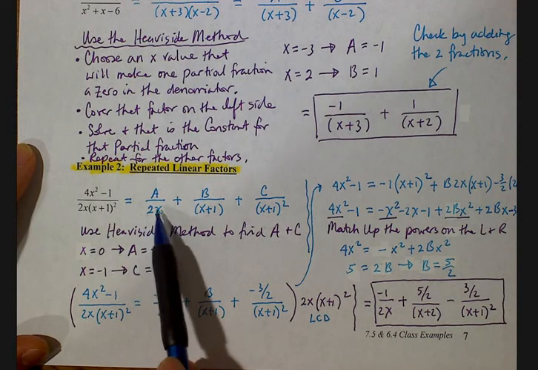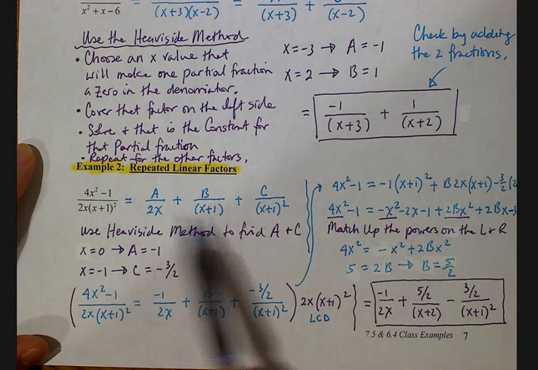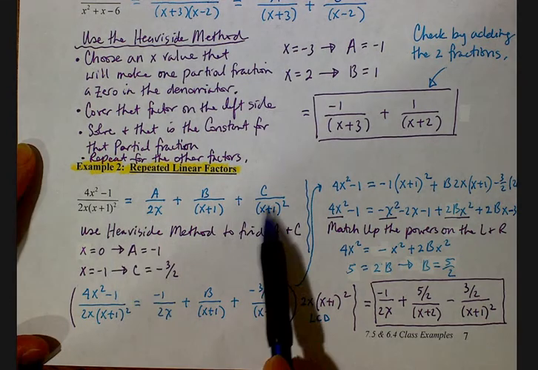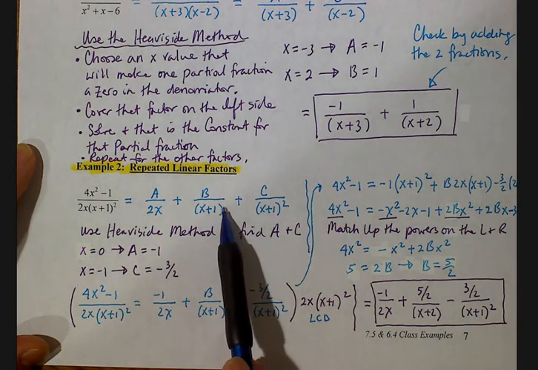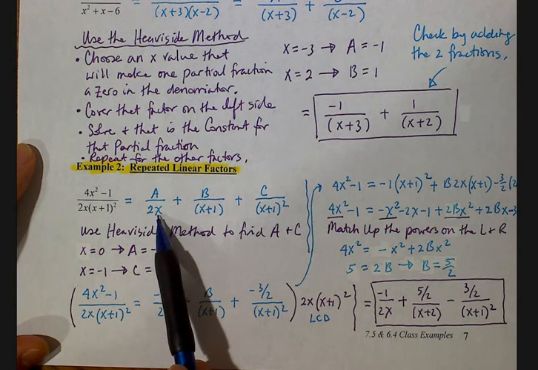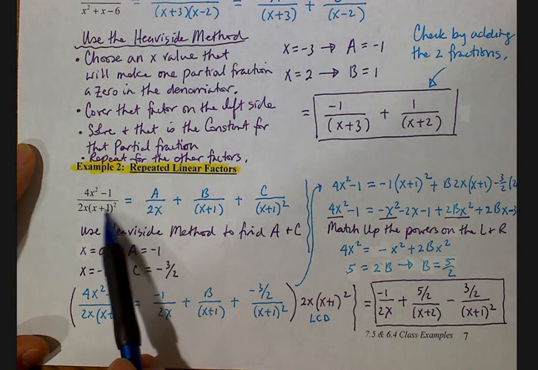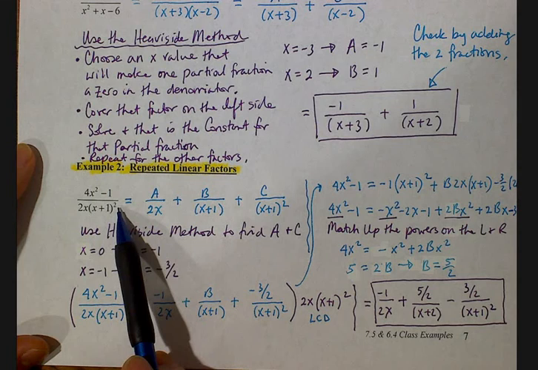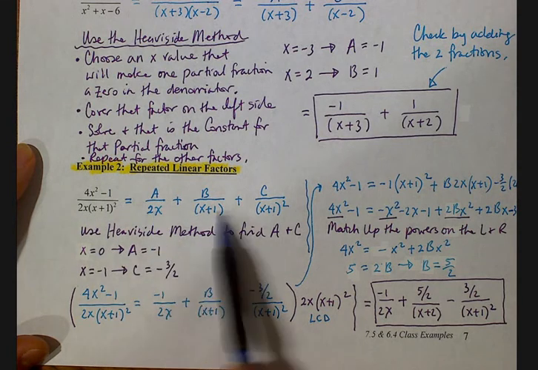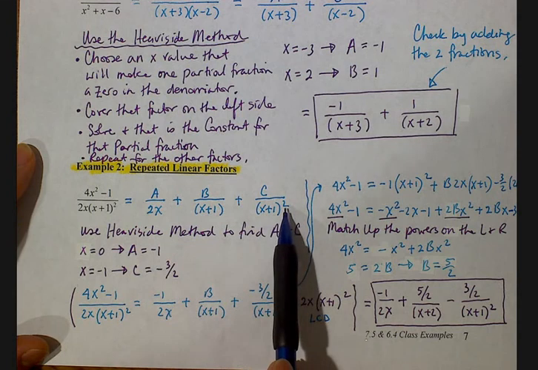So now I'm going to split it up, and I have 2x. And for this one, since this is a repeated linear, I have to account for the highest power, which is a second power, along with all the powers that are underneath it. So I have to have a first power here. And the reason is that if I were to combine these three fractions, the common denominator would be x plus 1 squared times 2x. So you have to include both the x plus 1 and the x plus 1 squared.